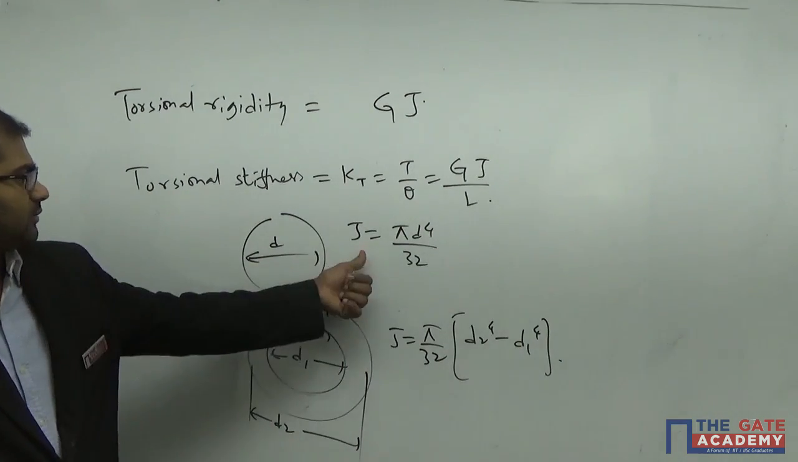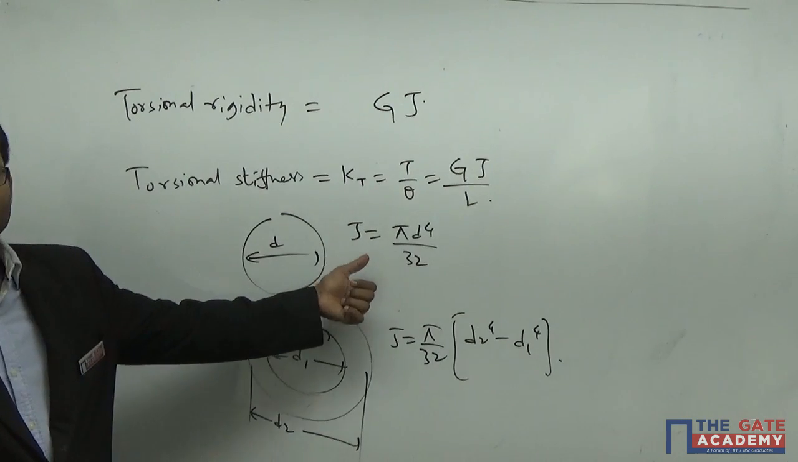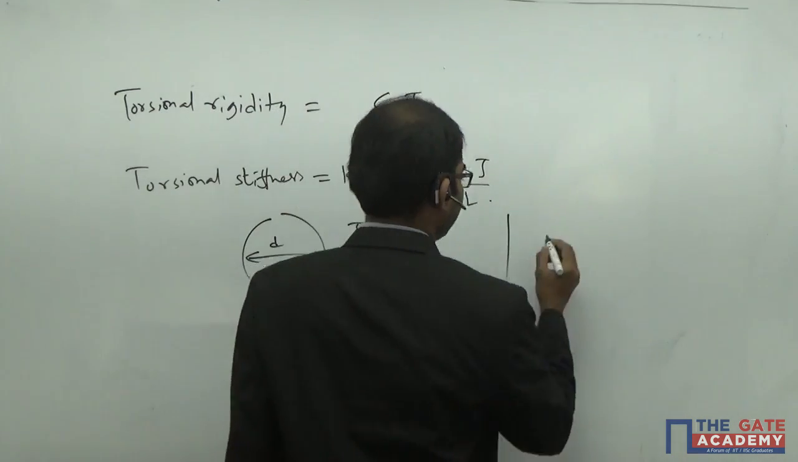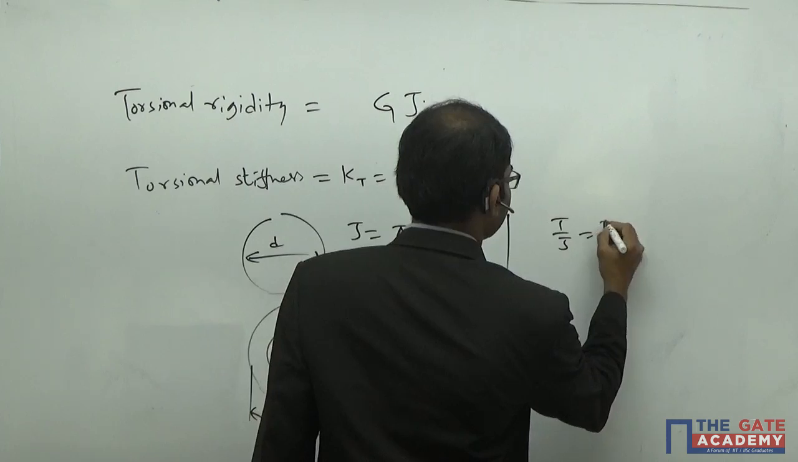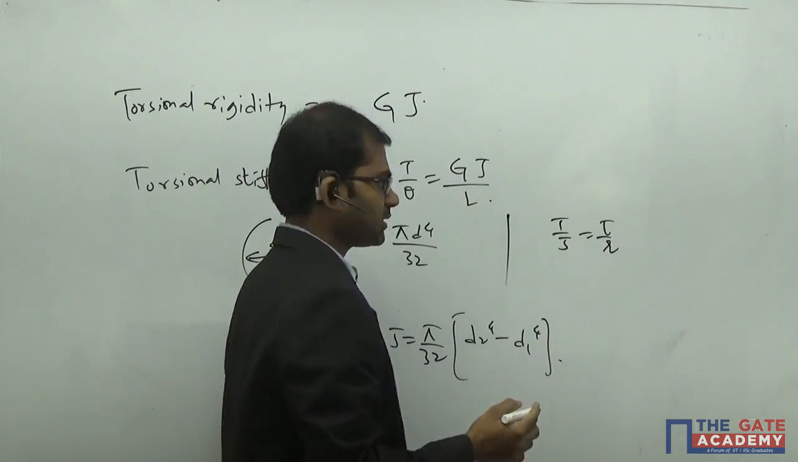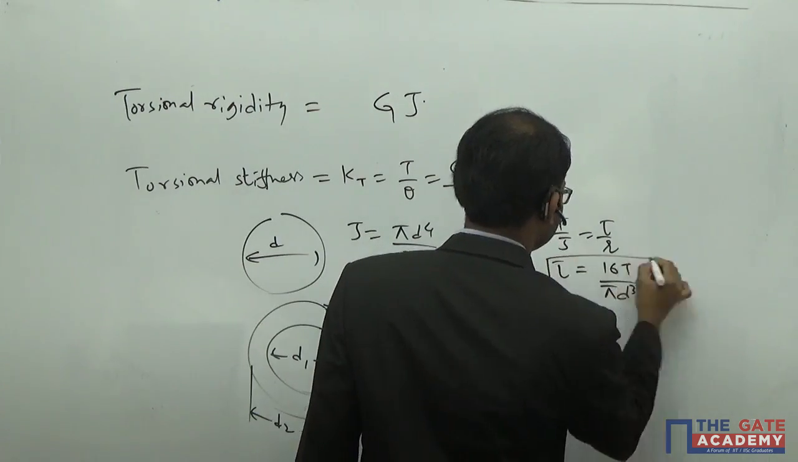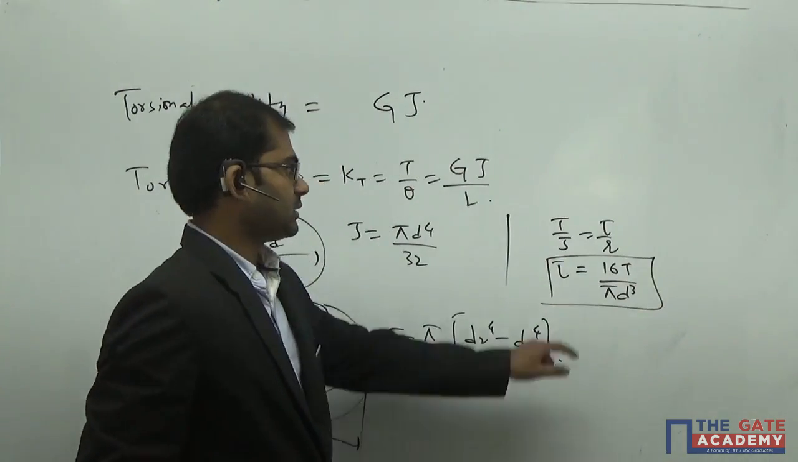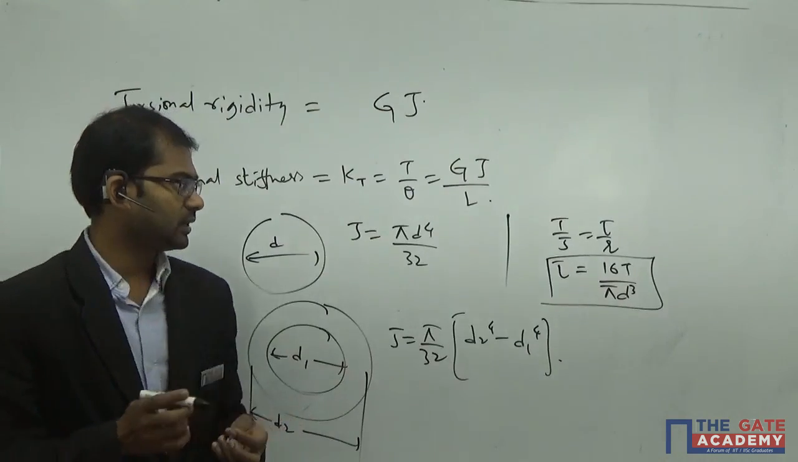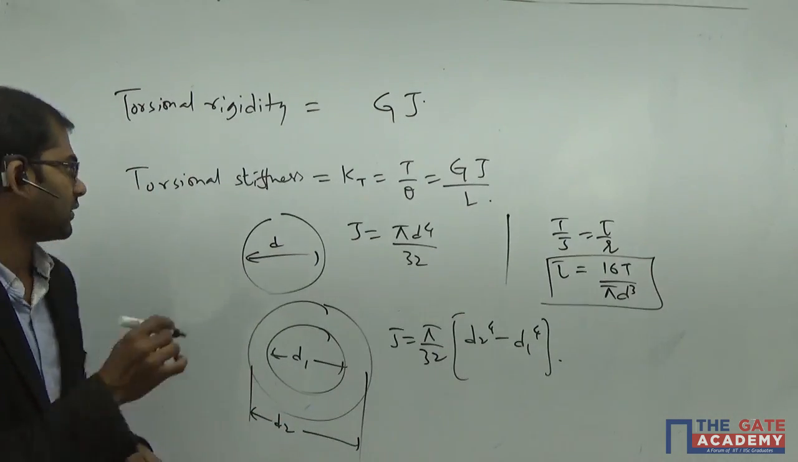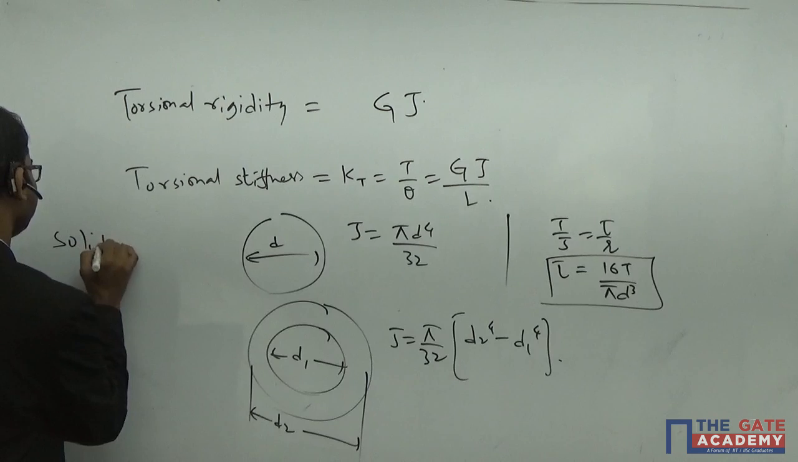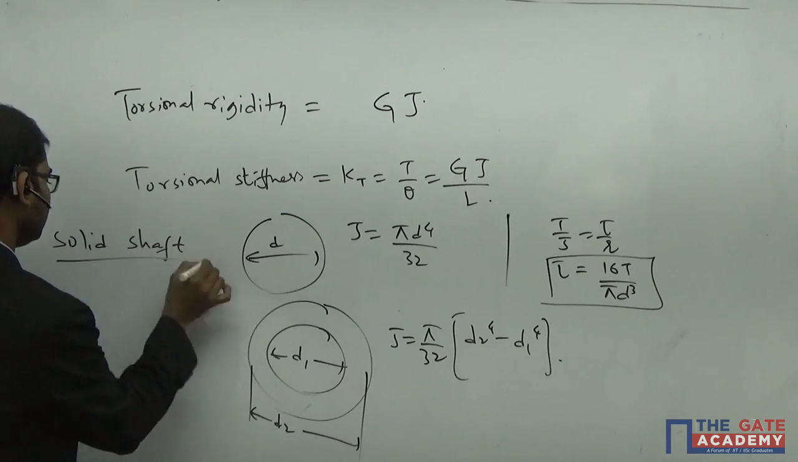Understand? If you apply the same formula using this value, you get the shear stress. For a solid shaft, T by J is equal to tau by R, where R is the radius, and the maximum shear stress will be given as 16 T by pi d cube. You substitute the value of J, and the value of R also, and you get tau as 16 T by pi d cube for a solid shaft. And similarly for a hollow shaft.